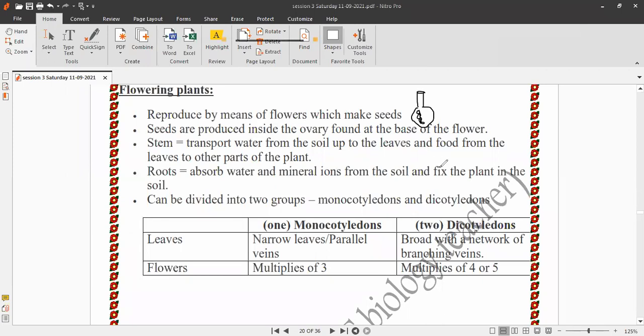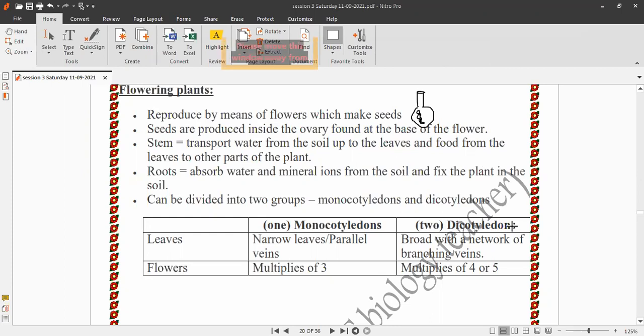The stem transports water from the soil up to the leaves, and food by flowing from the leaves to other parts of the plant. Again, the stem transports water from the soil up by xylem and food flowing from the leaves to other parts of the plant. Roots absorb water and mineral ions from the soil and fix the plant in the soil.